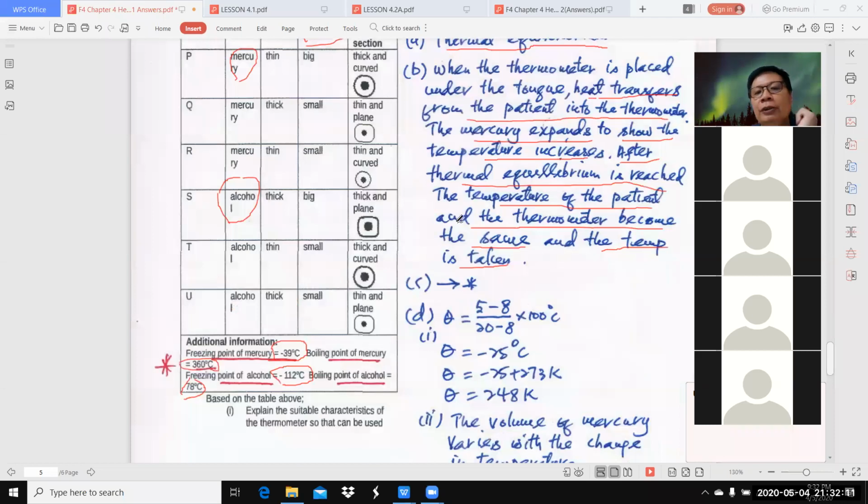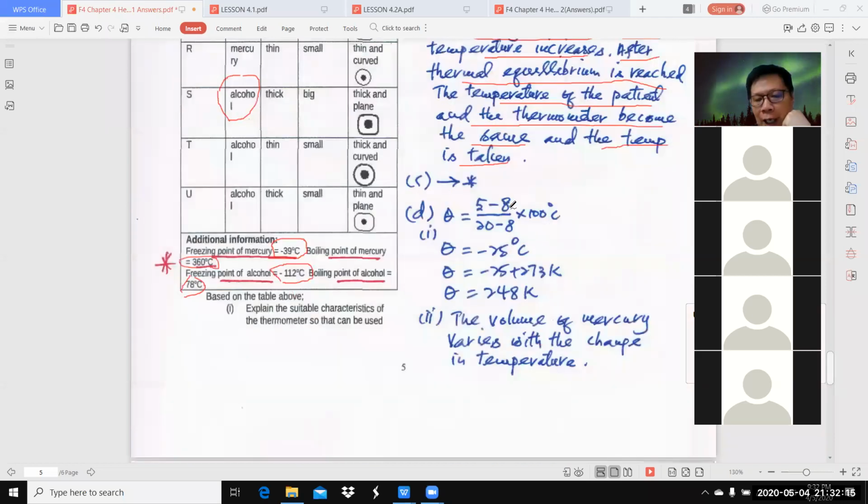First, use this formula. L theta is 5, L0 is 8, L100 is 20, at temperature 100 the mercury length is 20, at 0 degrees it is 8 cm, times 100. We calculate, we get negative 25. Change to Kelvin by adding 273, so you get this answer.